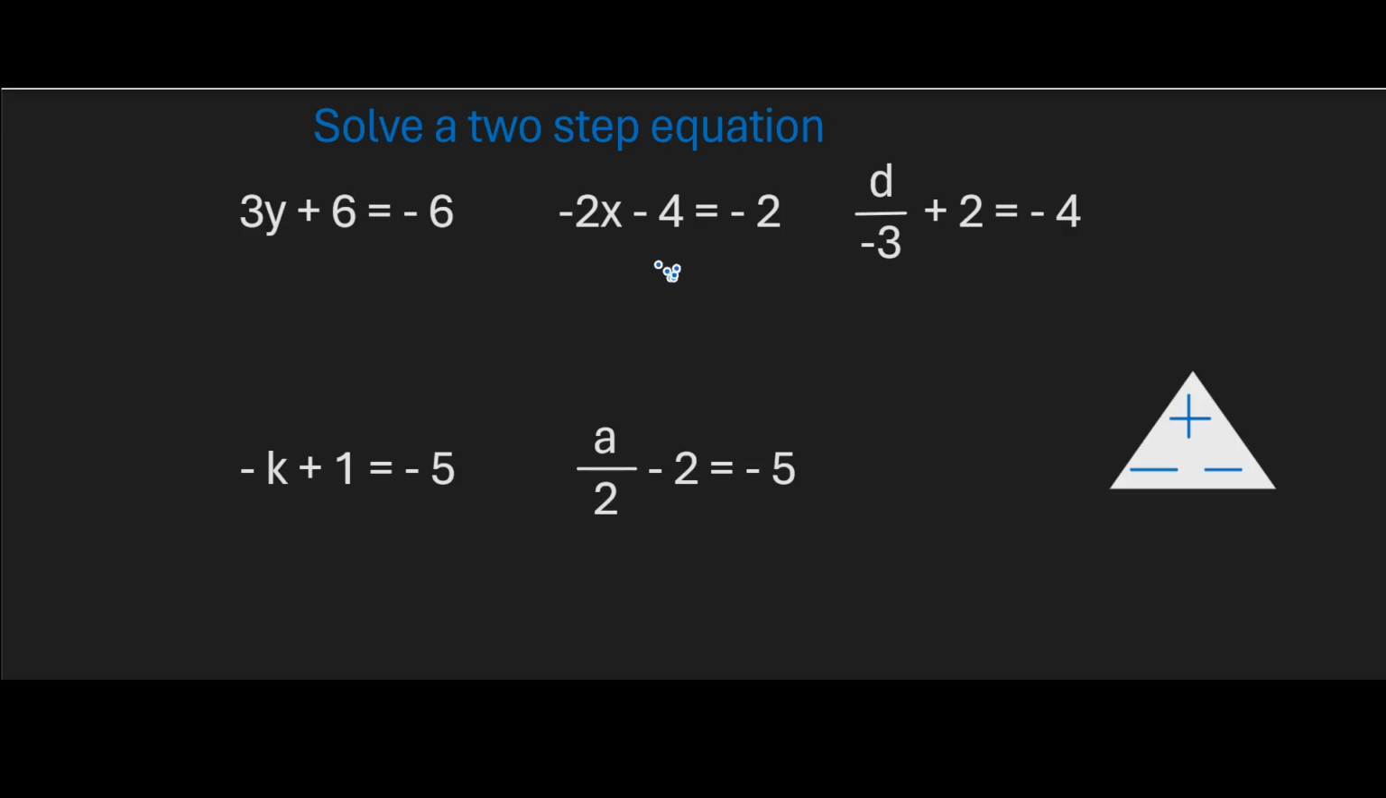Solving a two-step equation. What it means is this: we need to isolate the variable by doing two steps. So let me start by writing the steps. Step number one, we're either going to be adding or subtracting, and then step number two, we're going to be either multiplying or dividing. Okay, and we're always going to do the opposite.